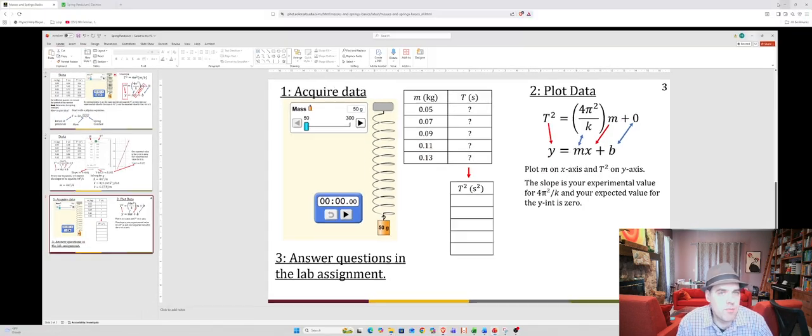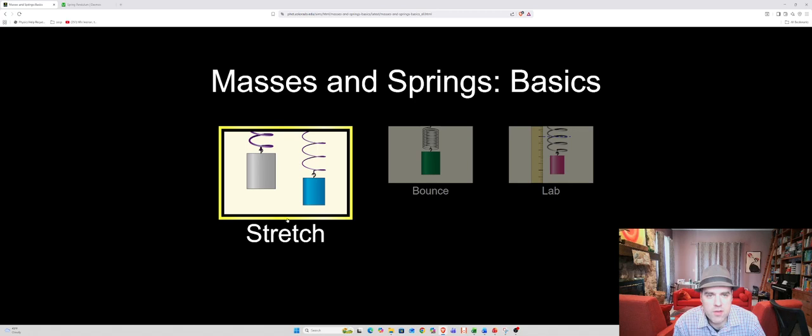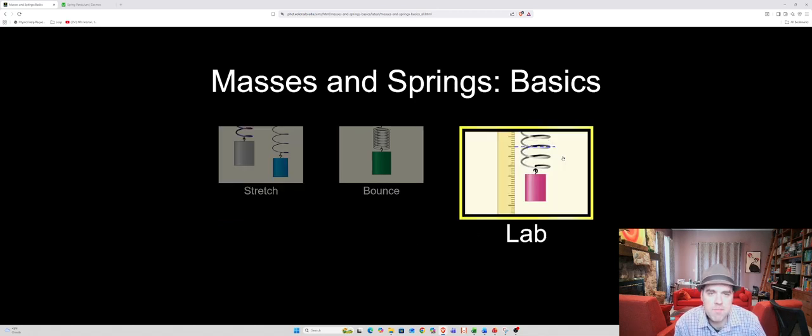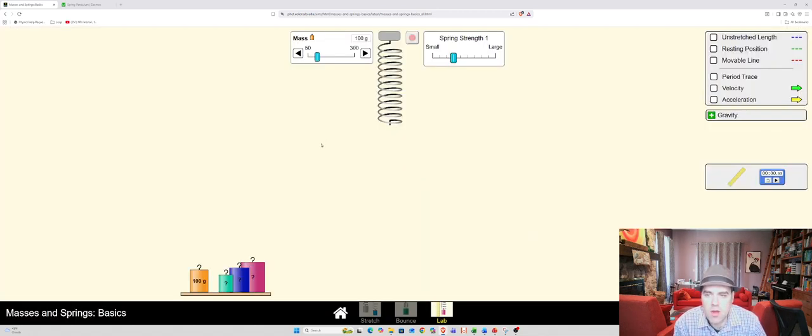All right, let me walk you through the simulation. When you go to the link, you're going to click on the far right. This is lab. There are a couple of things we're going to change. First, we're going to take the spring strength and drag it all the way to the left. This is very important: use the smallest value for spring strength.